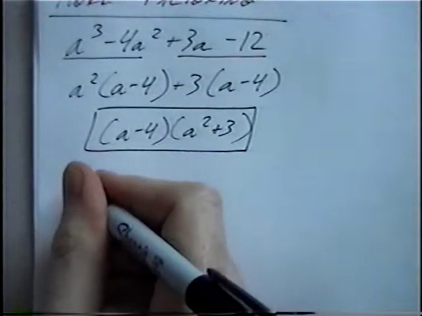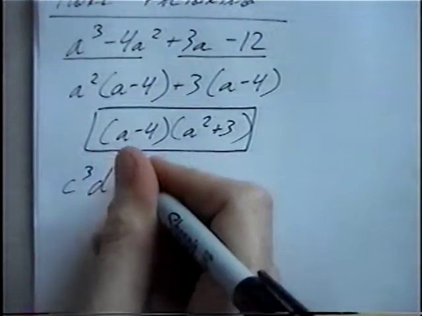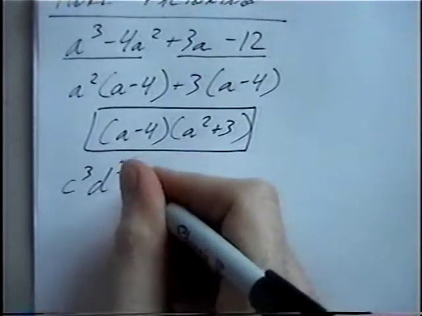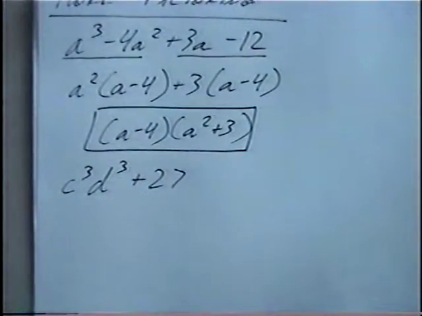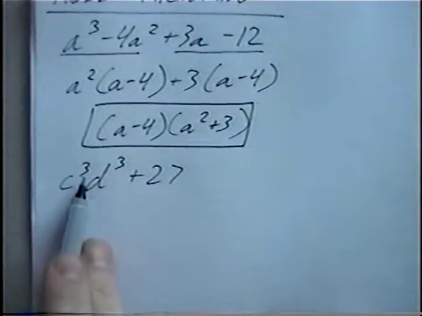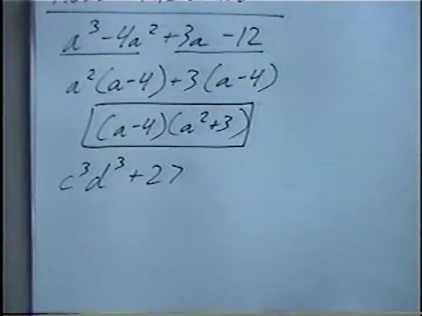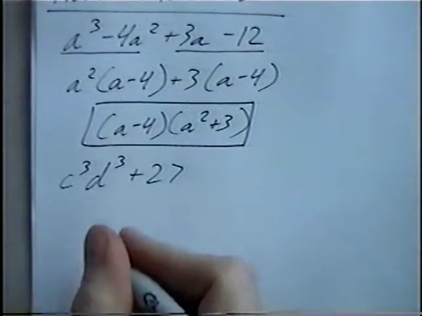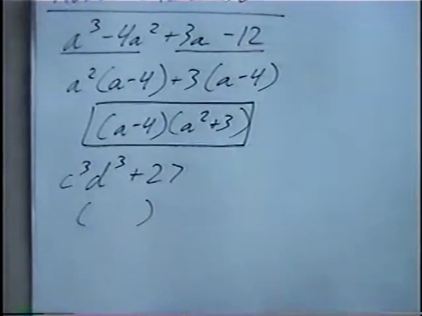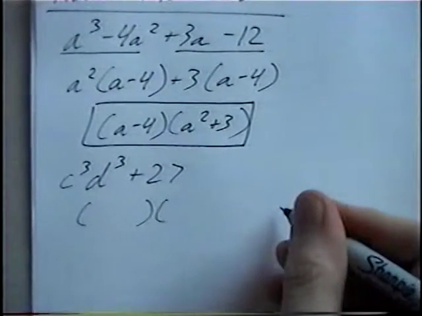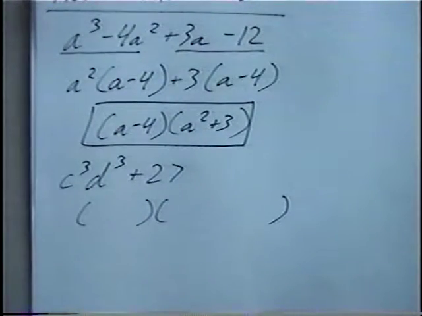Next question. c cubed d cubed plus 27. Anytime you see a cube exponent, there are a few factoring techniques that have cubes. This one turns out to be the sum of cubes. Again, you'll have 2 parentheses. The first one's a binomial. Second one will be a trinomial.